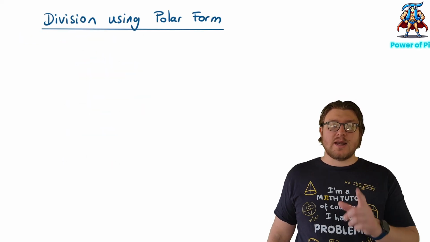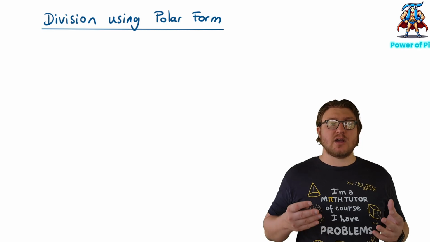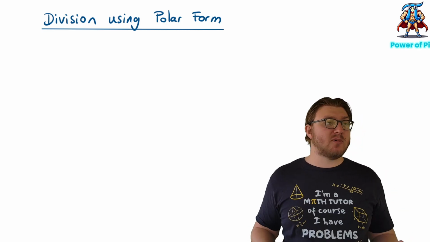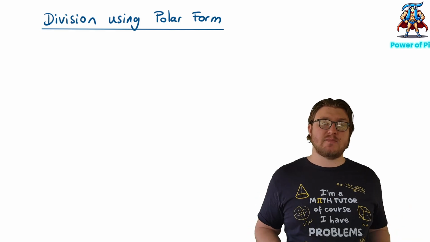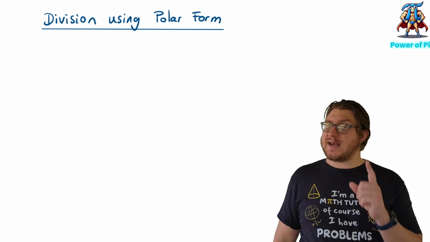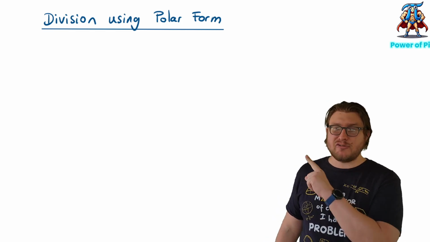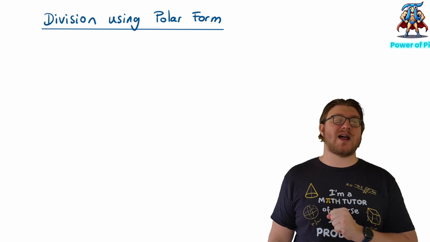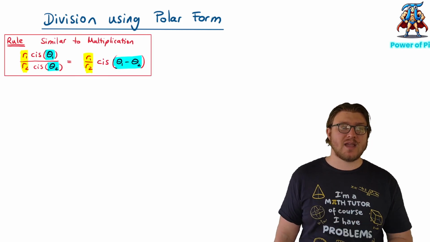Wonderful. Now, we have done division in rectangular form, which is just multiplying by the conjugate and then putting it in form a plus bi. Let's have a look at polar form, and again you're going to realize if you have a choice, this is the one that you want to use.